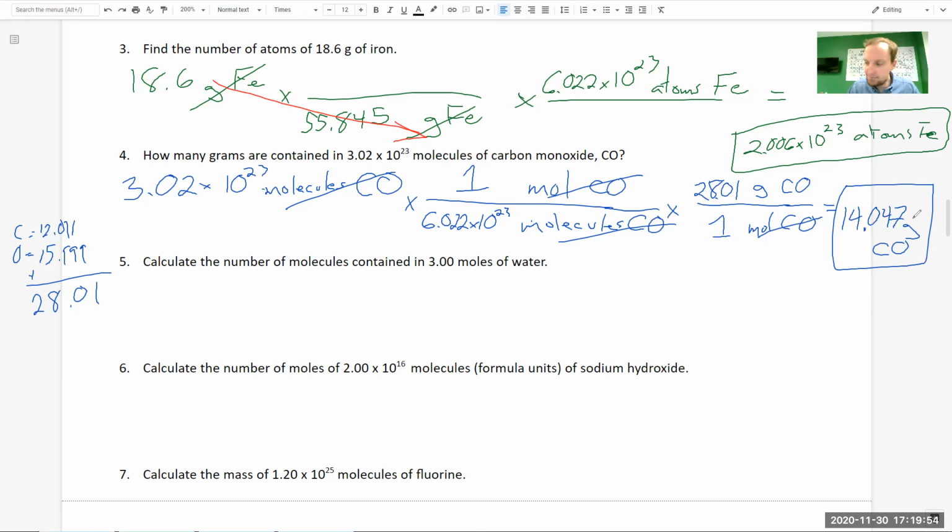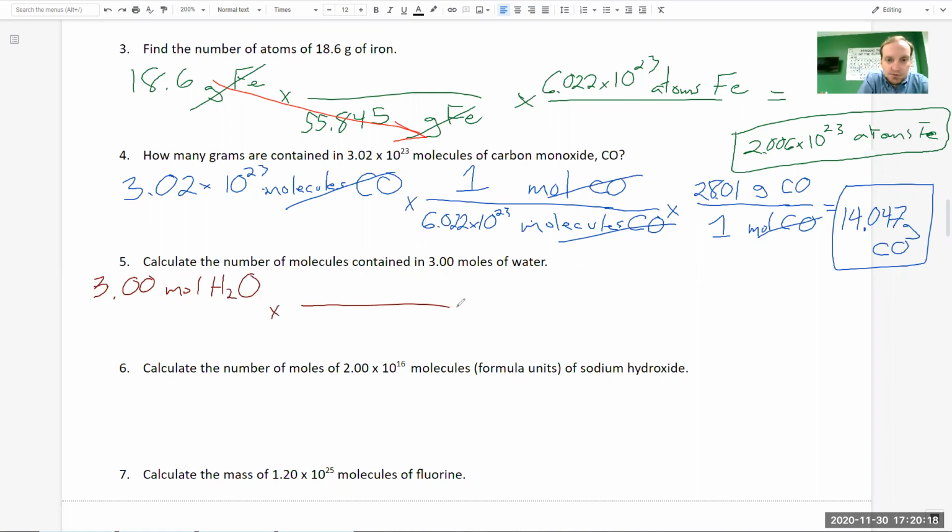All right, number 5. It says calculate the number of molecules contained in 3 moles of water. Okay, so the only thing we're given to start with, let me go ahead and clear this out real quick. We may need that space. Okay, so we have 3 moles of water. And we're trying to get to molecules. So we need to put moles of water down here because we need to cancel out what we start with. We always put it on the bottom to cancel.